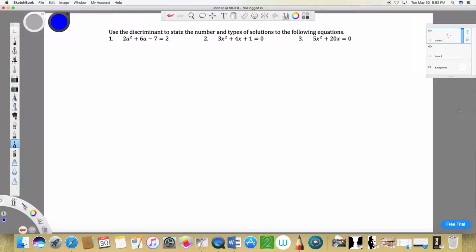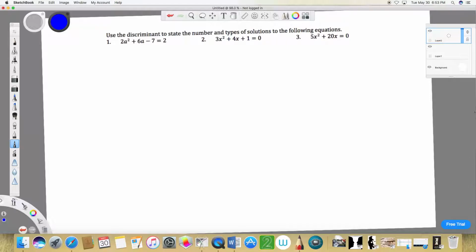Let's take a look at these three problems. Now, read the directions carefully. They're not asking us to solve this. They're asking us to determine the discriminant. Remember, the quadratic formula gives us, you identify A, B, and C when it's in standard form, and the discriminant is the part that's underneath the radical. So in each of these cases, that's what we want to determine, that number.